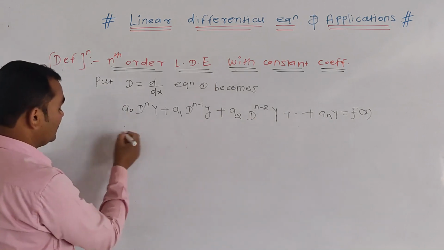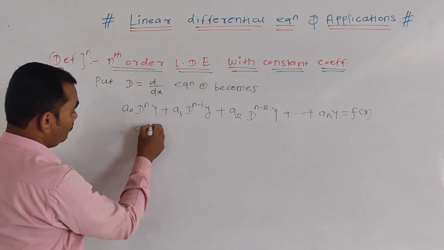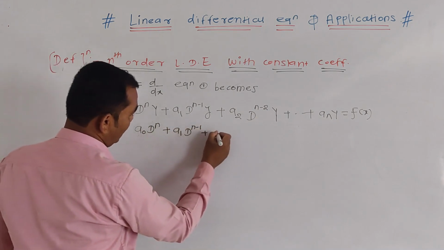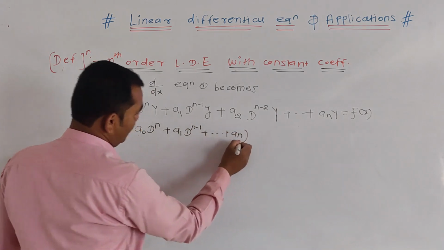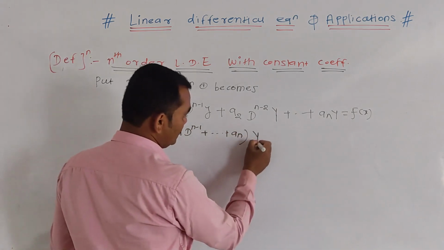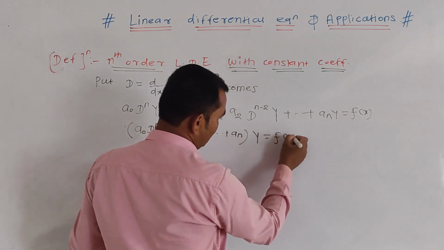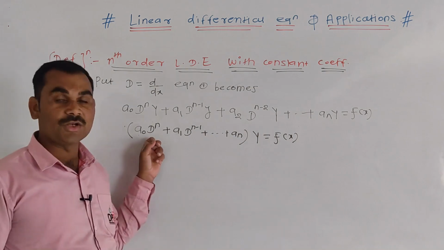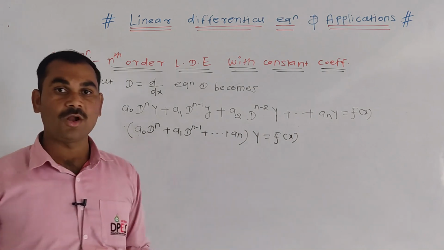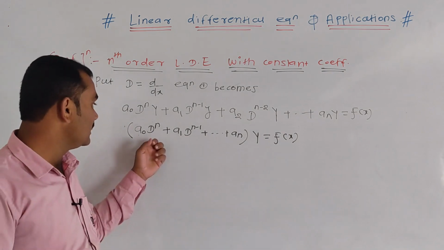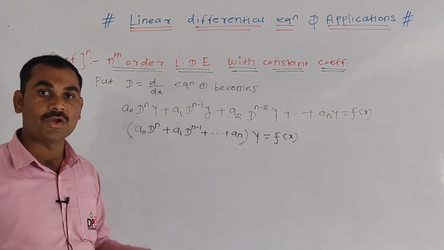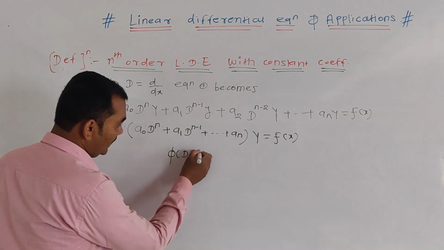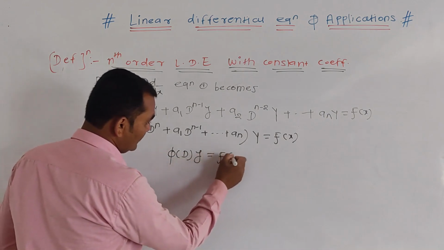Take y common, तो क्या बचेगा यहाँ पे, a0 d raised to n plus a1 d raised to n minus 1 plus dot dot dot last term an into y is equal to क्या जाएगा, f of x. Okay, but observe here, this bracket is your function of d. We have to replace this bracket as a function of d. Okay, तो क्या जाएगा, this is function of d, that is phi of d into y is equal to f of x.